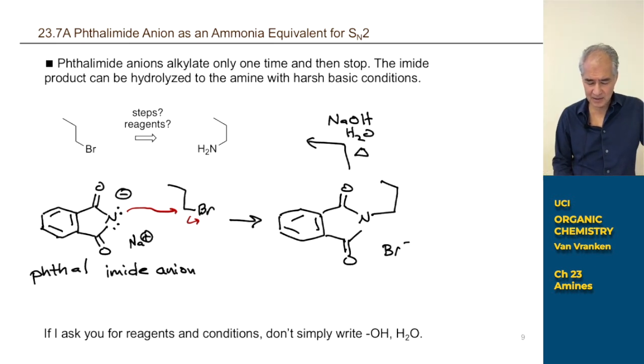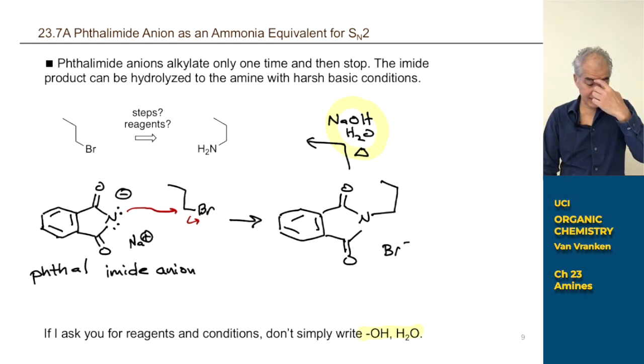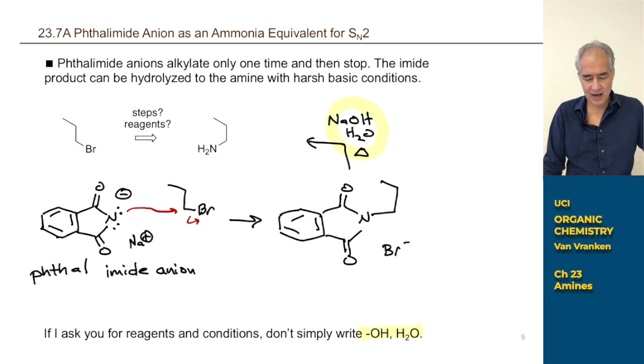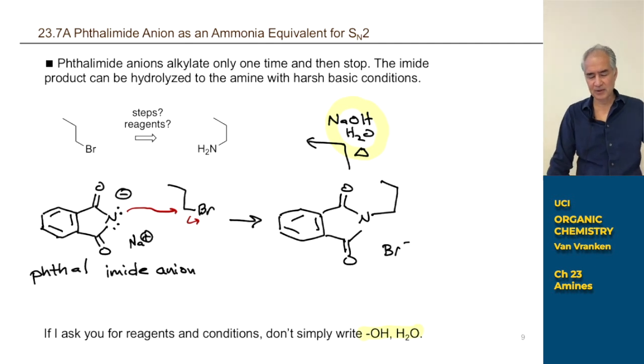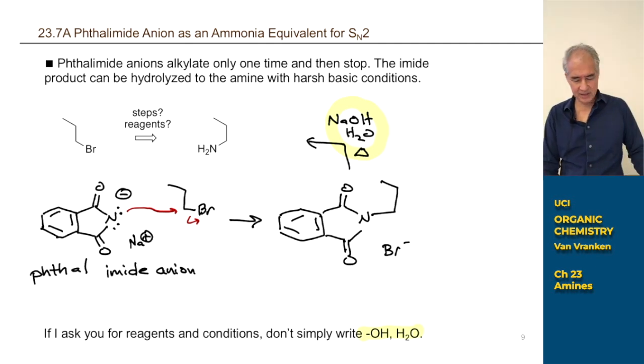So the book often will try to just write hydroxide and water, but I've already told you I very specifically want you to talk about the conditions for amide hydrolysis, showing actual species like sodium hydroxide and clearly indicate that there's heat in there. And this is why this is not used that often anymore. The conditions are brutal. We have better ways to make carbon-nitrogen bonds nowadays.